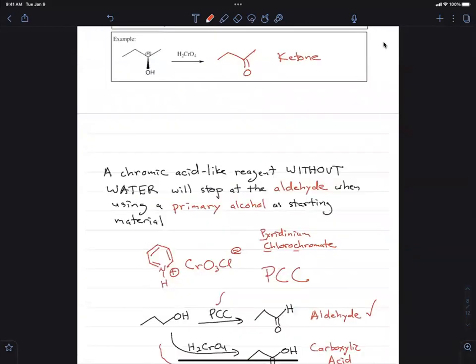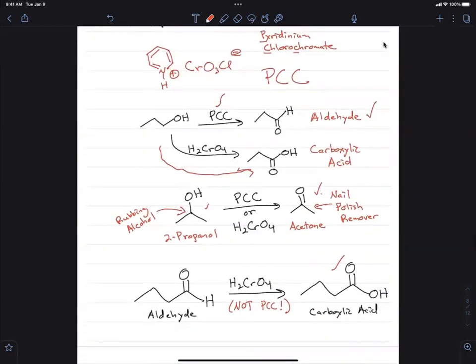And so I want you to remember that, because this semester, we're going to deal a lot with aldehydes, and the whole next chapter is carboxylic acids. So you're going to want to remember this reaction. Okay, I hope this was helpful.